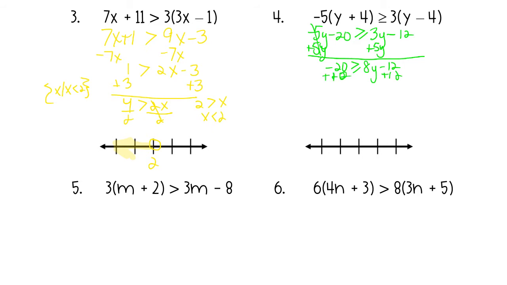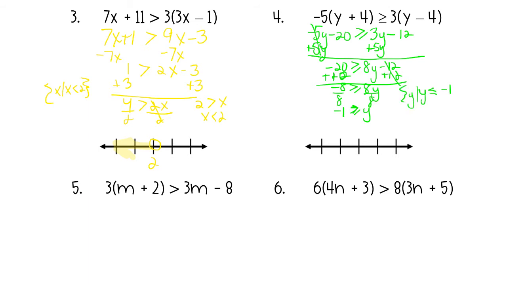Whoop, that said 20. It's supposed to say 12. So that's negative 8 greater than or equal to 8y. Divide by 8. And that's negative 1 greater than or equal to y. Let's flip it around. Y and negative 1. It's pointing towards y here, so it's got to point towards y here as well.